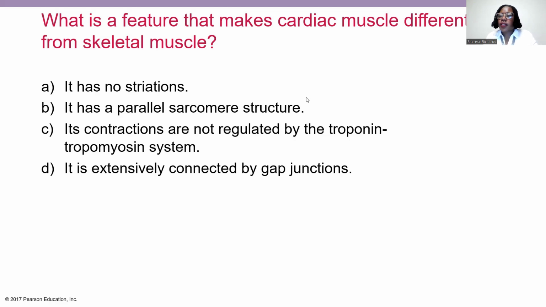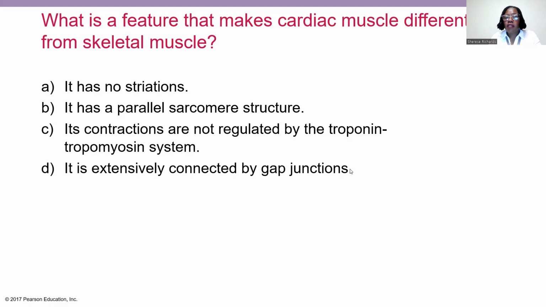It has no striations. That's not true. So both skeletal and cardiac muscle are considered striated muscle because of the presence of the sarcomere. So the sarcomere are these striated units, right? These parallel units that give both cardiac and skeletal muscle their striated appearance. And as a result, smooth muscle doesn't have this, and so that's why we call it smooth. So that means B is true as well, the presence of sarcomere on both.